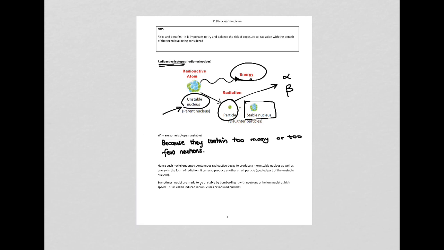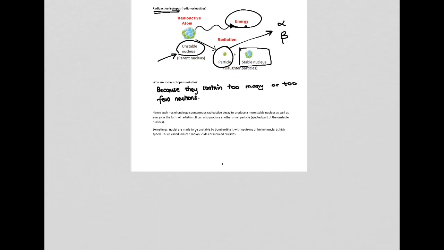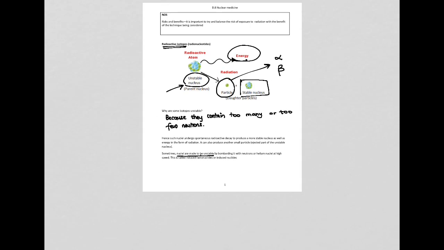Now, the energy that is liberated from these radioactive isotopes is useful to enhance medical imaging, or it is also used to kill cells in a targeted area. And sometimes the nuclei are made to be unstable by bombarding the nucleus with neutrons or helium nuclei at high speed, and this is called induced nuclides.